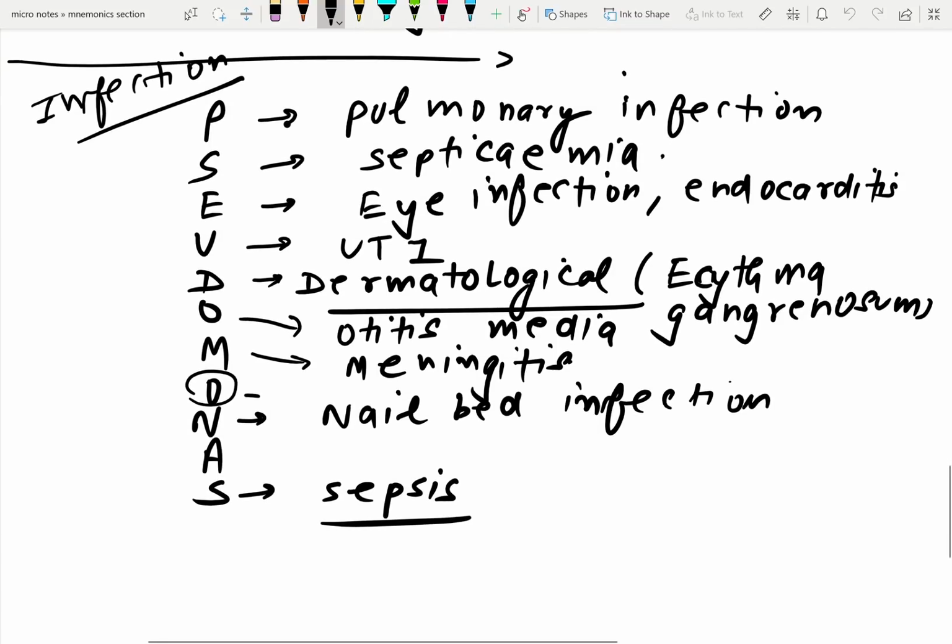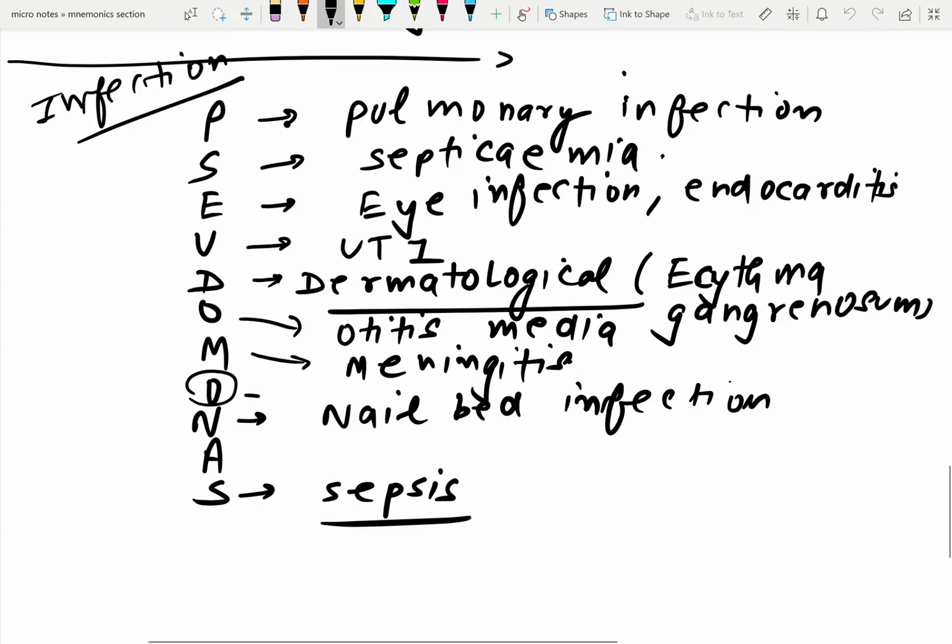P is pulmonary infections, S is septicemia, E is eye infections and endocarditis, U is UTI, D is dermatological, that is ecthyma gangrenosum, O is otitis media, M is meningitis, N is nail bed infections, and S is sepsis. So these are the infections of Pseudomonas.